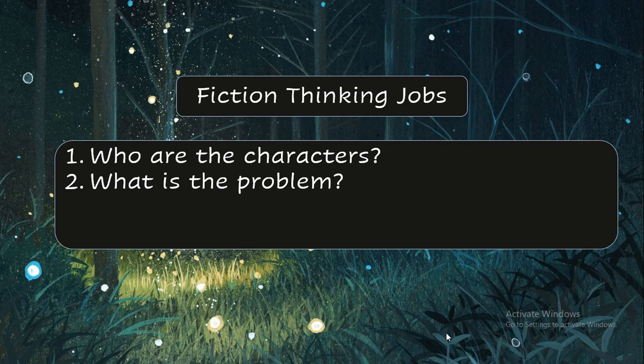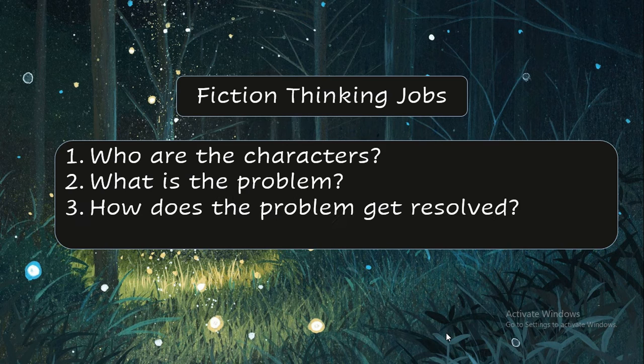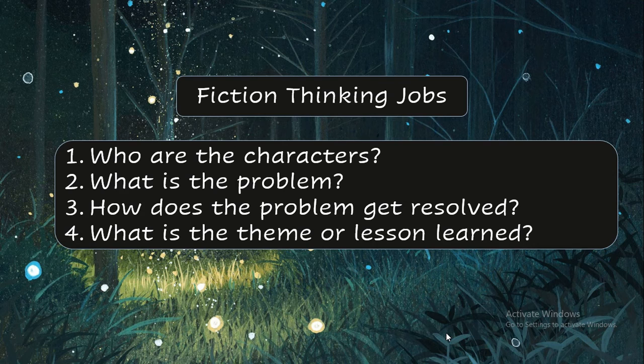And so that takes you through to the climax, and then you get to the point where you ask, how does the problem get resolved? And so a lot of that is going to be your falling action and your resolution as to how that problem is being taken care of at the end of the story. And then ultimately, again, with every story, we want to be able to take away a theme or a lesson learned. So that's your fourth thinking job. What is the theme or lesson learned?